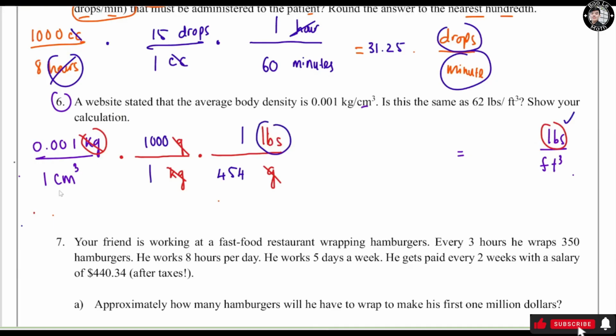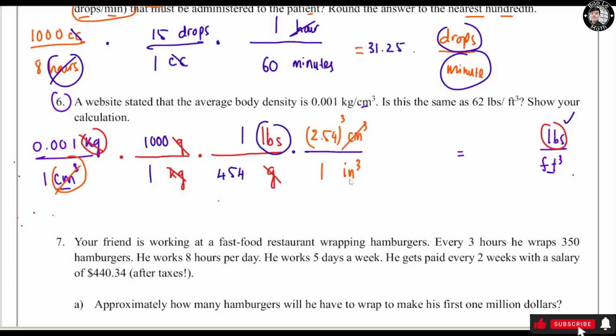Now we need to convert cubic centimeters to cubic feet, but we don't have the direct conversion factor, so we need to borrow inches. We know that 1 inch is 2.54 centimeters. So we put cubic centimeters here and cubic inches here: 1 cubic inch is 2.54 cubed cubic centimeters. Then this cancels out.